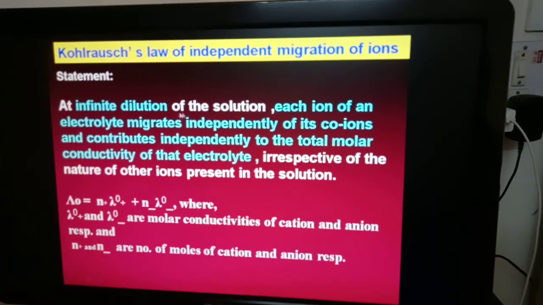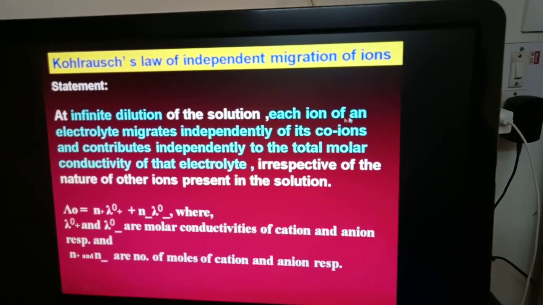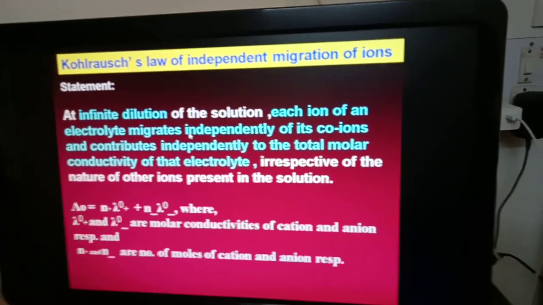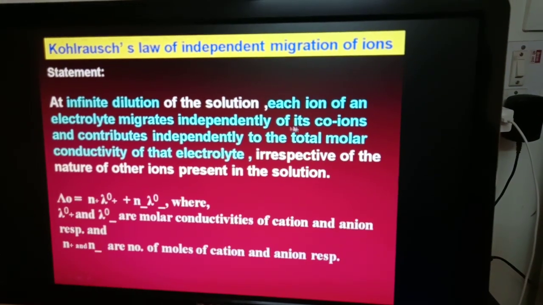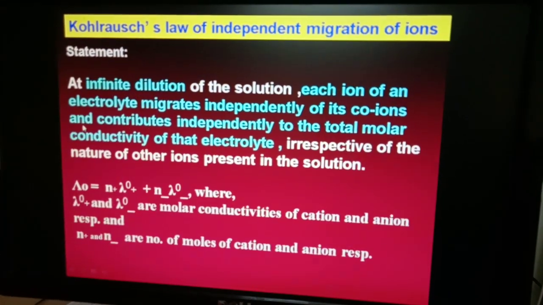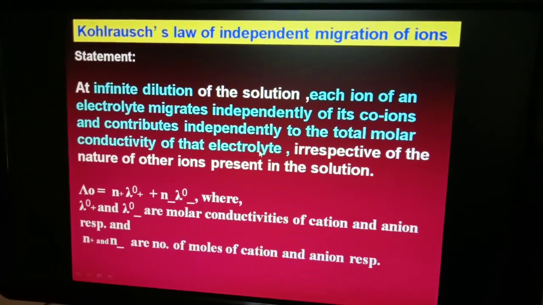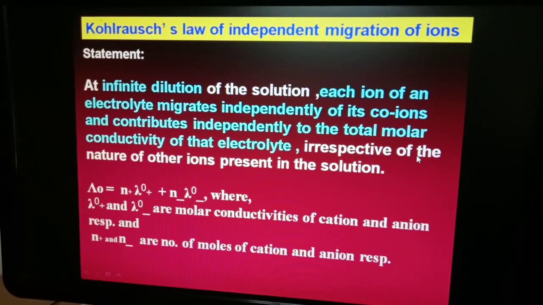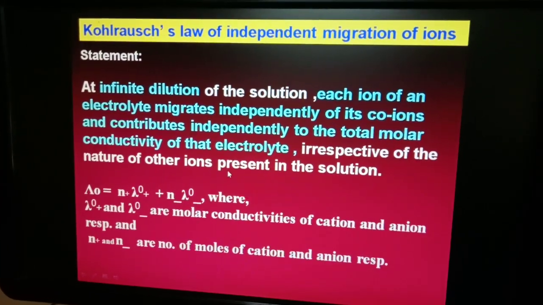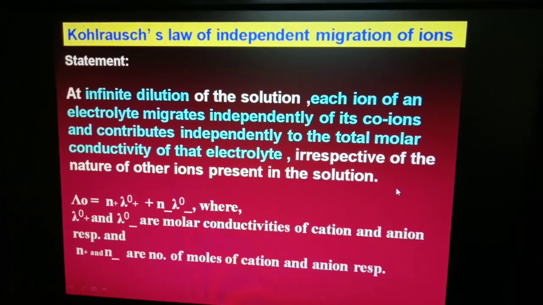The next point that you are going to study today is Kohlrausch's law of independent migration of ions. Let us first see the statement. At infinite dilution of the solution, each ion of an electrolyte migrates independently of its co-ions and contributes independently to the total molar conductivity of that electrolyte, irrespective of the nature of the other ions present in the solution.